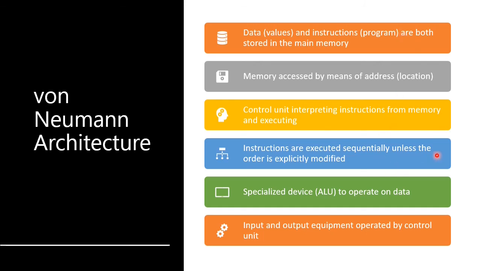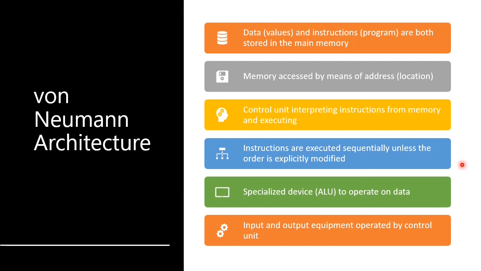Another feature here is that all the instructions are executed sequentially unless it is explicitly modified. Usually if you have 5 instructions, you execute the first one, then the second one, third one, fourth one, fifth one, sixth one, and so on. But there could be certain cases, so if this condition is satisfied, you execute the fifth one. Otherwise, usually instructions are executed sequentially one after the other.